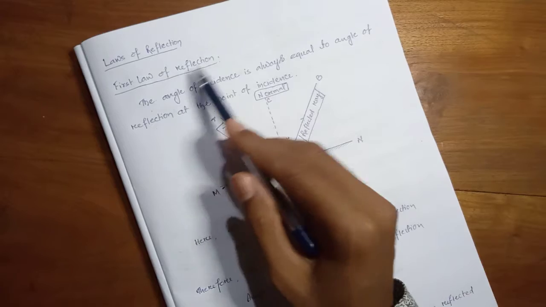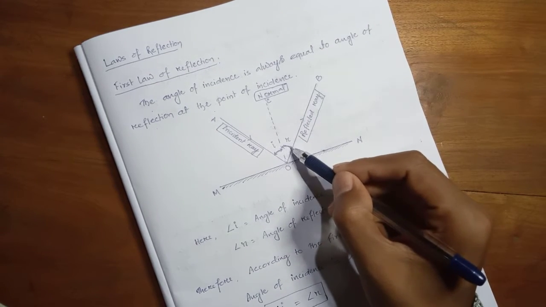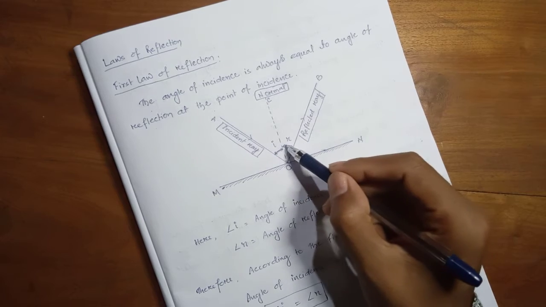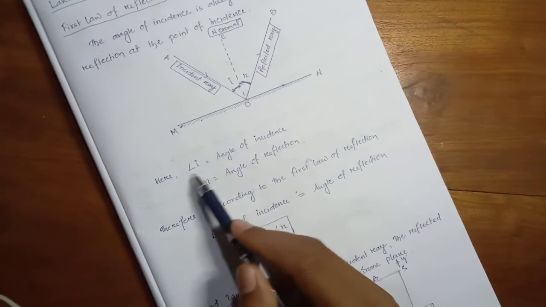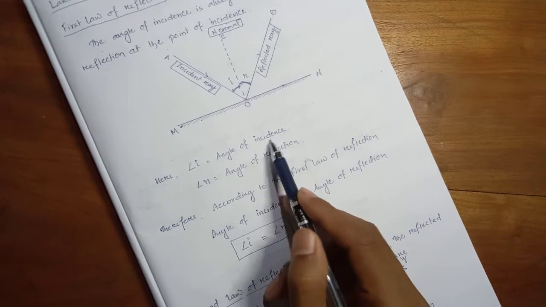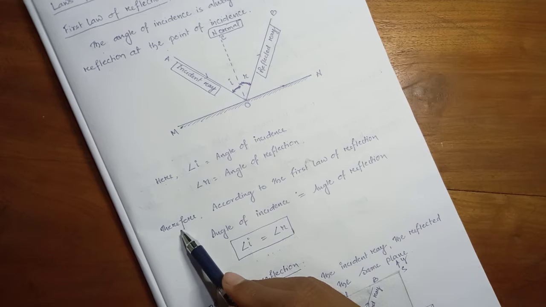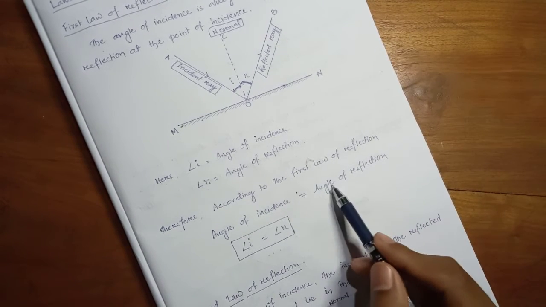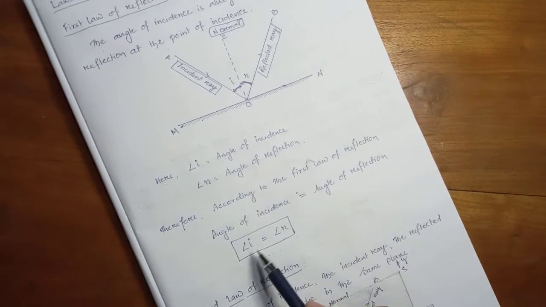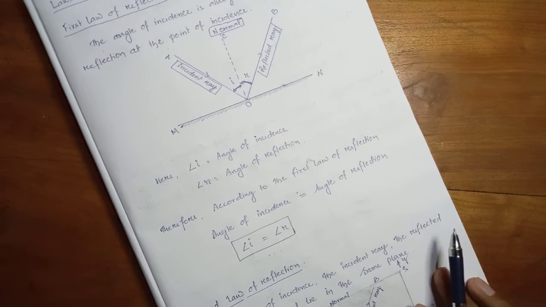So according to the first law, the measure of these angles is always equal. Suppose if it is 30 degrees, then this angle is also 30 degrees. Okay, so here angle I is called the angle of incidence and angle R is the angle of reflection. Therefore, according to the first law of reflection, angle of incidence equals angle of reflection. So angle I is equal to angle R. So this was the first law of reflection. Clear?